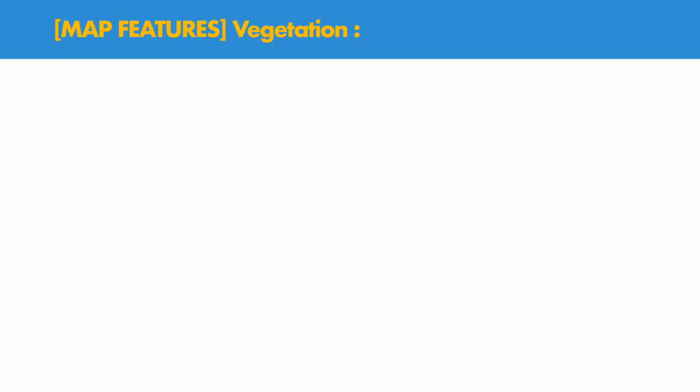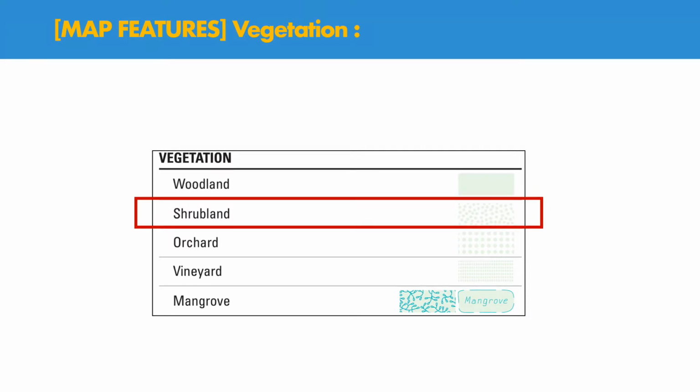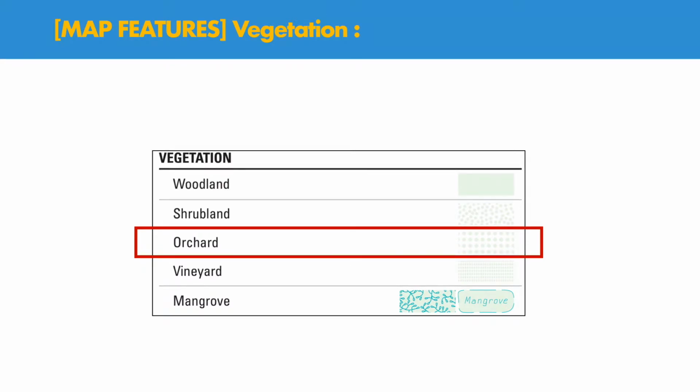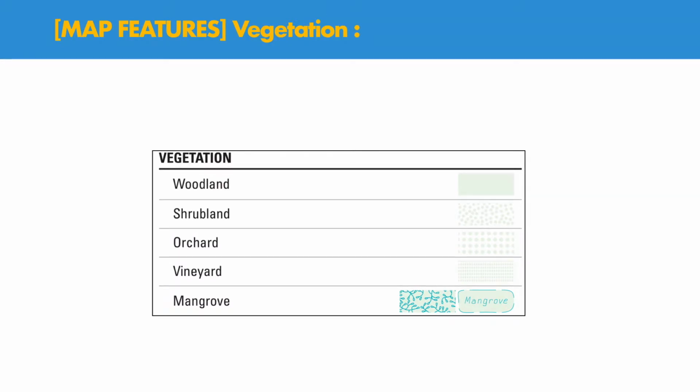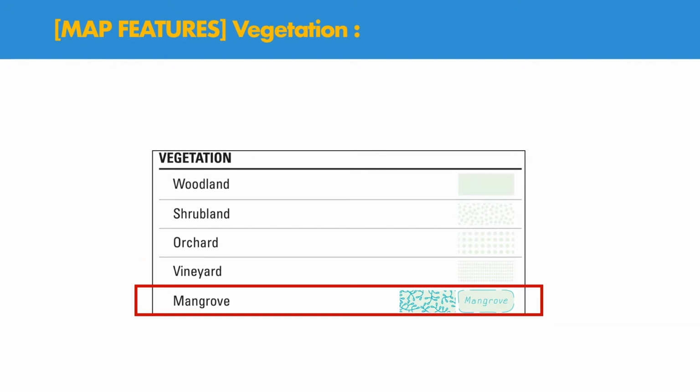Let's recognize the green or the vegetation features. For vegetation areas, there is not too much to say because it's super clear and simple too. The woodland, like a forest, is represented by a little dark green color. Shrublands or bushes are represented by these unorganized green circles, and orchards are represented by these organized or lined green circles. Vineyards are similar to the orchard. The only difference is the size of the circles. And here is the symbol which represents the mangrove, or small trees that grow in brackish water.